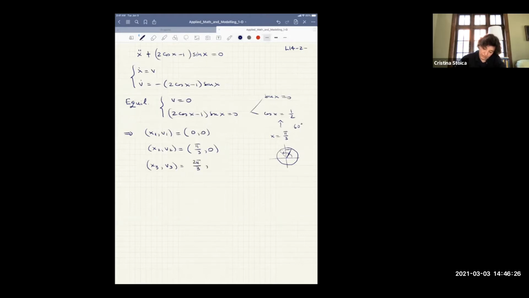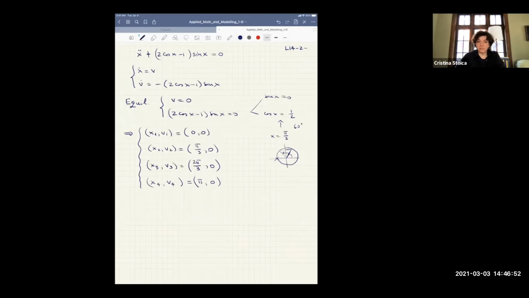2π/3, 0. And then we'll have one here, x4, v4, right? We'll have it in π and 0. Is that correct? So you're following me, yeah? Okay, good. So we have four of them. That's a lot of equilibria, right?